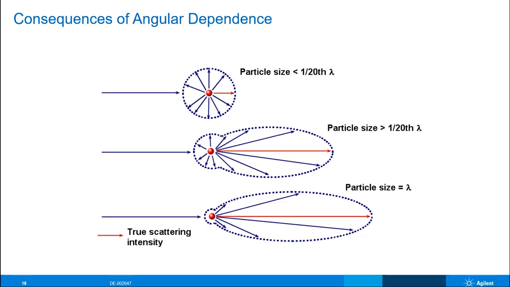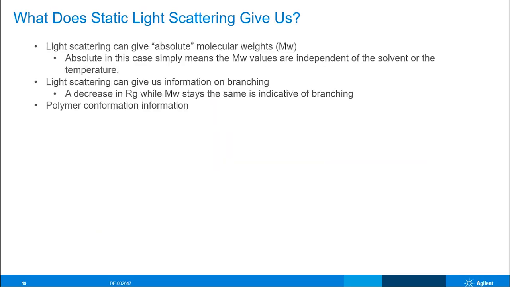So what does light scattering give us? Well, with light scattering, since we're directly measuring molecular weight, we can get the absolute molecular weight independent of the hydrodynamic volume that we would see with the weights that we get from a conventional GPC. Light scattering can get us information on branching by looking at, say, the radius of gyration. If we have a molecule where we have a decrease in the radius of gyration while molecular weight stays the same when compared to another molecule of the same chemistry, that's something that typically is indicative of a branched material.